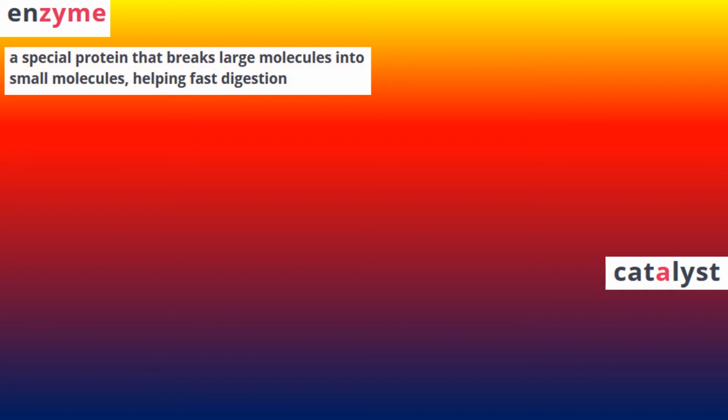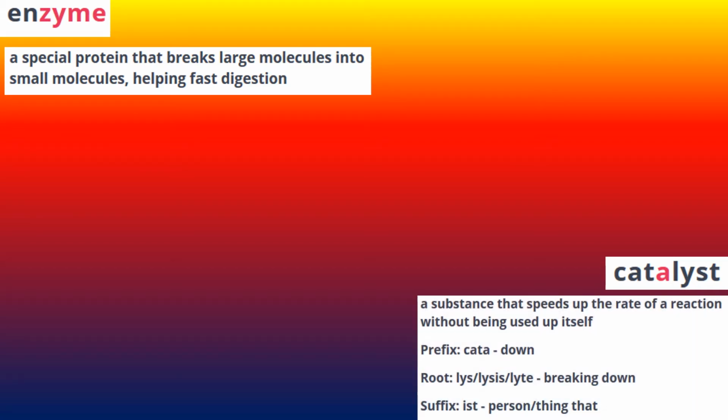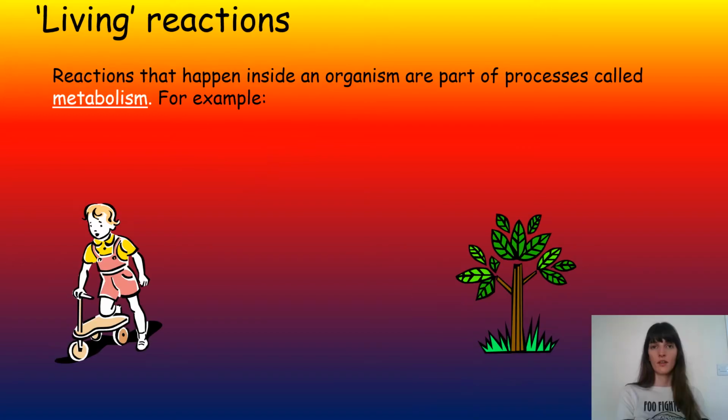An enzyme is a special protein that breaks down large molecules into small molecules, which helps faster digestion. And a catalyst is a substance that speeds up the rate of a reaction without being used up itself. Remember that when we're talking about enzymes, we're talking about this lock and key idea, this idea that an enzyme fits a certain substrate. So a carbohydrate molecule is broken down by a specific type of enzyme.